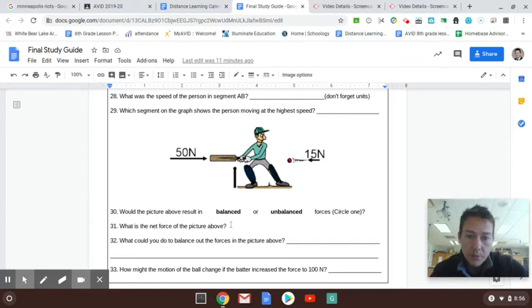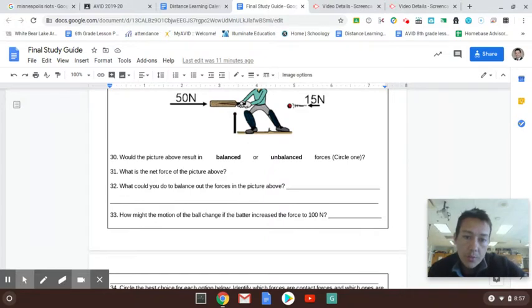What is the net force in the picture above? Well, a net force is what's left over after the whole thing happens, right? So I've got 50, the batter's swinging with 50 that direction, and the ball is coming with 15 this direction. Which one's stronger? The 50 is. How much stronger? 35 stronger. Which direction? That way. So the net force is going to be 35 newtons in that direction. That will be what's left over, and that's called the net force.